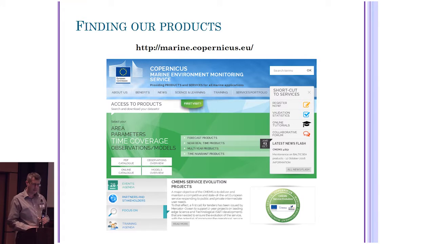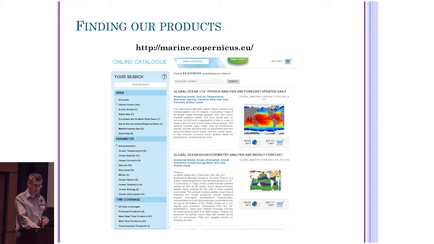And of course, you can find all these products by going to the Copernicus CMEMS website and accessing the online catalogue. You can use the search on the left to drill down to find the products, or use the product numbers that I displayed earlier and just look at this display, do a search. You can find the product that you want.